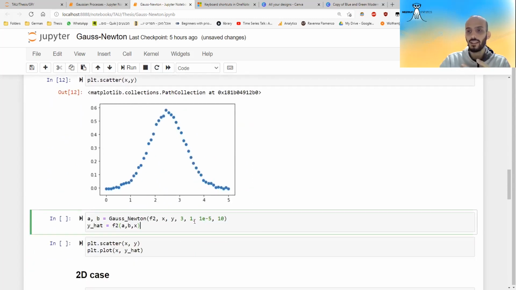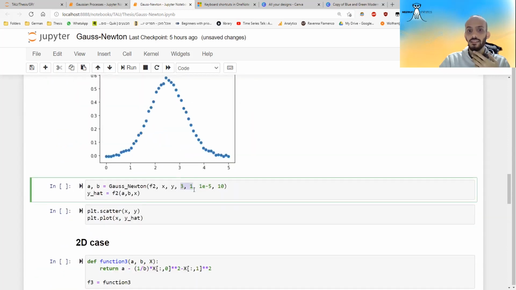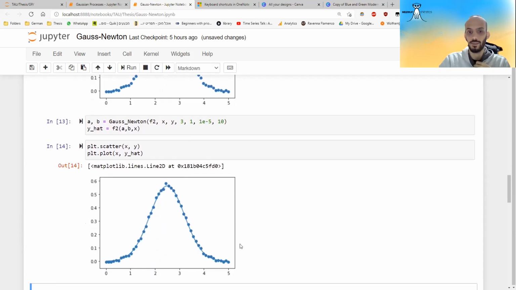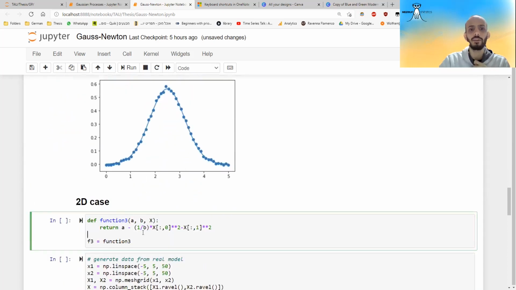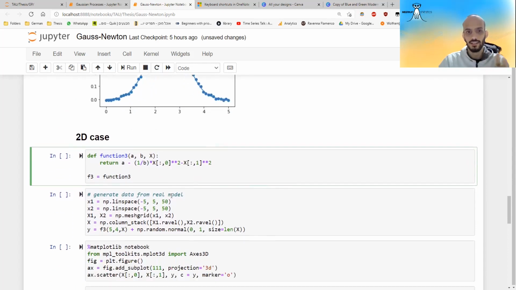And again, I can fit with Gauss-Newton, I can fit the model to the data, and I will get the estimated coefficients. So I give it the same data as I calculated here, some initial guess, yeah, and I plot it, and you can see it works nicely. Okay, we can also do a 2-dimensional case. Yeah, x doesn't have to be just 1-dimensional. X can be more than 1 dimension.